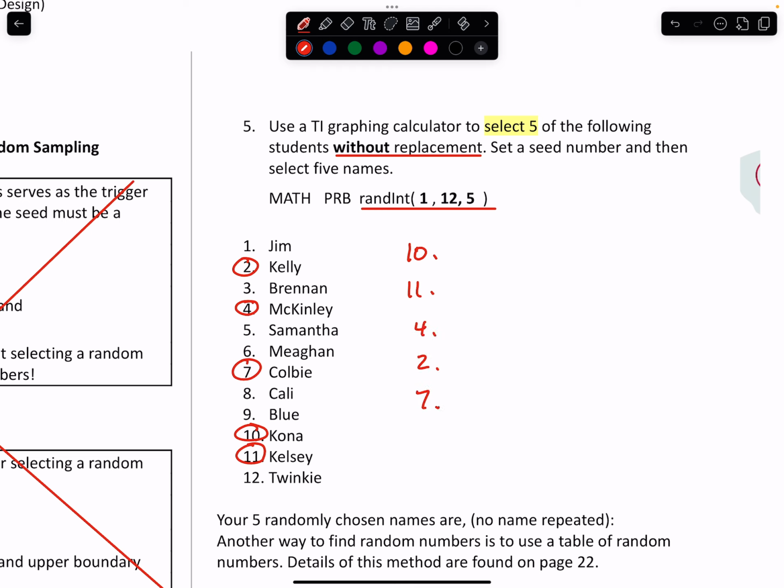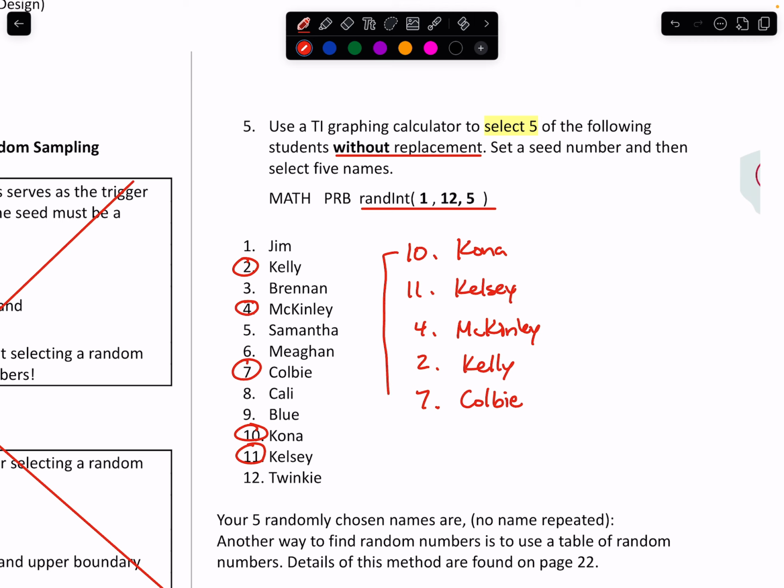So we're using Kona, Kelsey, McKinley, Kelly, and Colby. Okay, those are the 5 people. So the calculator gave us these 5 numbers, which translates to using these 5 people. And that's that.